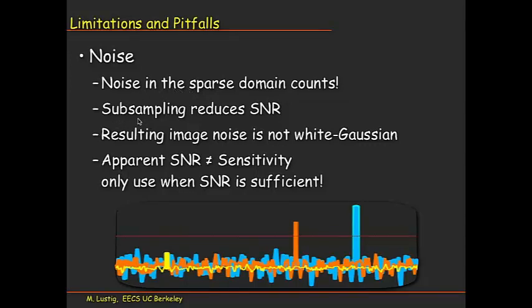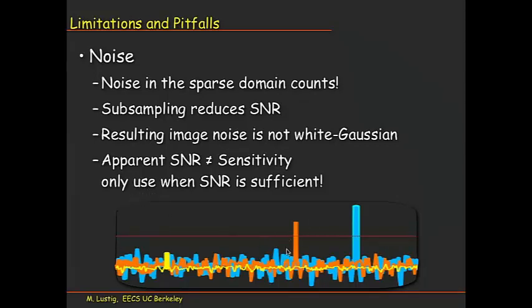When you subsample, that is going to reduce your SNR of the image. There's no way to get around this. The resulting image noise is not going to be white Gaussian anymore because you're doing a nonlinear recovery. You have to take that into account if you do fitting and modeling afterwards. And the apparent SNR and sensitivity are not equivalent. So you can only use this when SNR is sufficient.